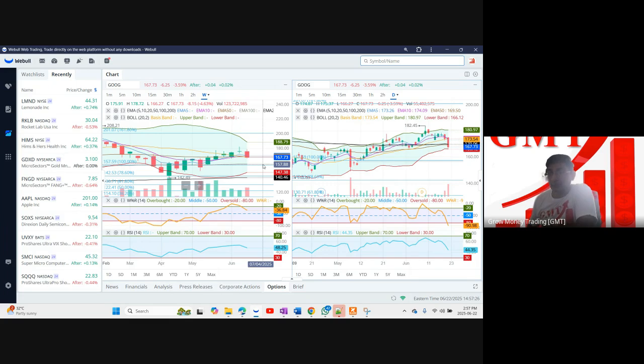And if it takes support and starts forming a green candle on the daily chart, then you could consider. But based on the current pattern, you should just keep it in the watch list. Wait for buying.